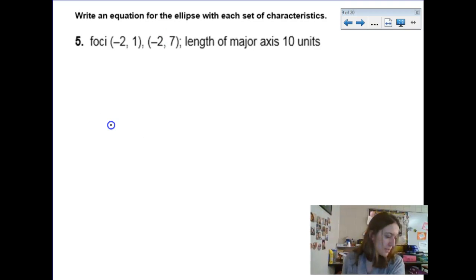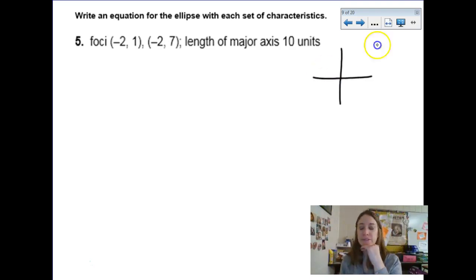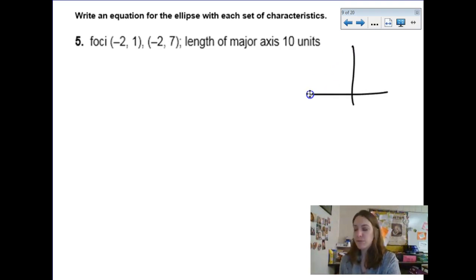All right, let's talk about number 5. That's a good one. So they went ahead and told me the 2 foci, and then the length of the major axis is 10 units. So I really need a visual for this one. And it's going to be a grand visual, like always. Nope, it's not even a good one, because it's way up here at 1 and 7. So let's give ourselves a more appropriate scaling here. So negative 2, 1, like right here maybe, and negative 2, 7 up here. And those are the foci. So the ellipse itself is looking something like this.